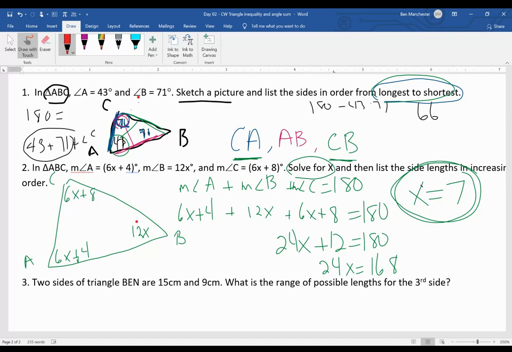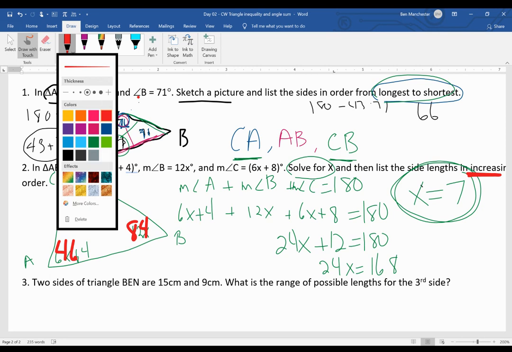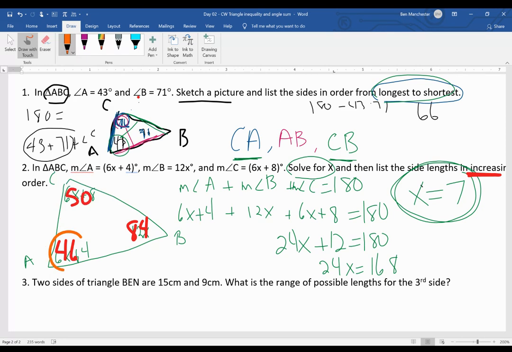So 12 times 7 is 84. 6 times 7 is 42. 42 and 4 is 46 degrees. And then 6 times 7, well, that's 42 again, and this one is 50 degrees. So we're going to list the side lengths in increasing order, so from smallest to largest. If 46 is the smallest angle, that means the side across from it is the smallest side. So CB is the smallest.